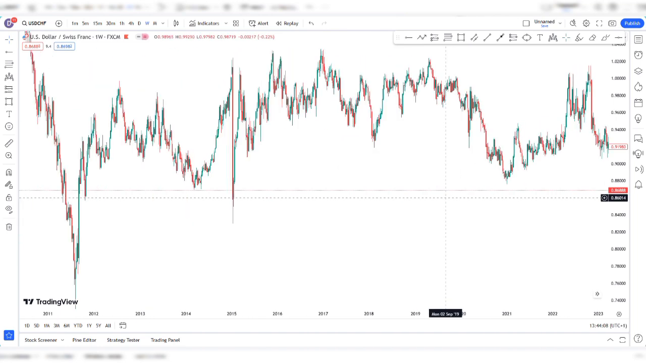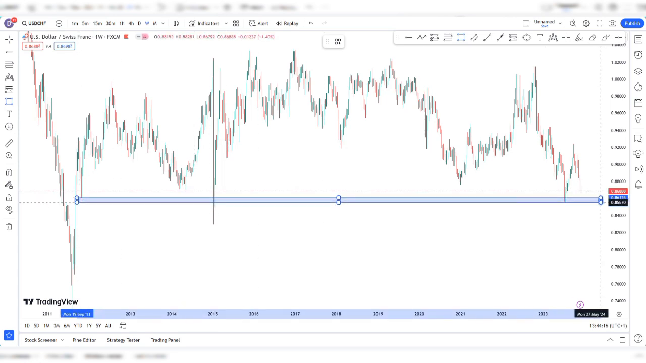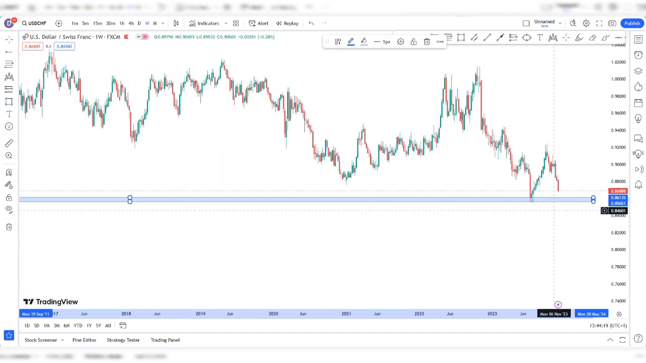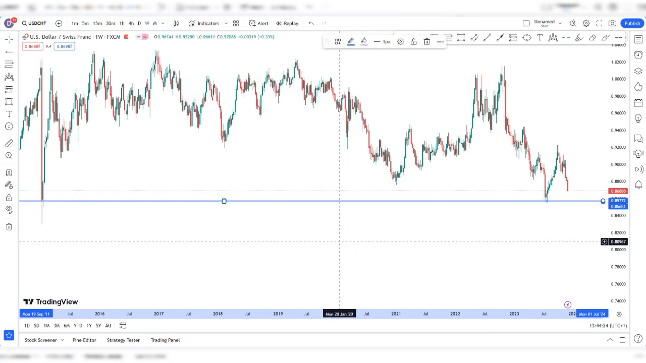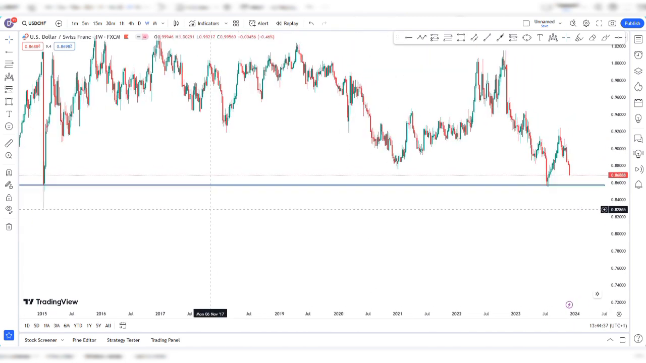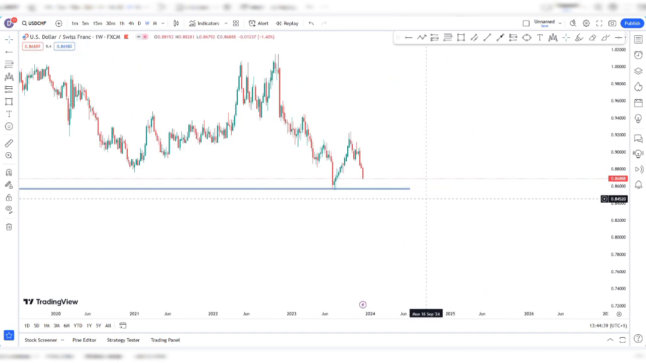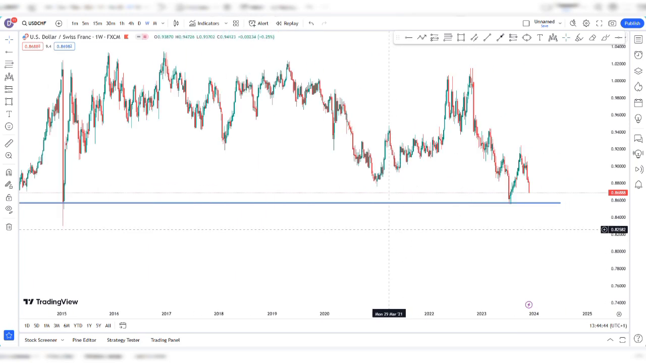First, I'm going to identify the key support areas on the weekly time frame. You can see there is one here that has been tested previously in the past, and I just identify those key zones where we have seen price reaction. You can see here the price didn't close below that level; the weekly candlestick ended up closing above that area, and the same thing here as well. So that's identifying our key support area on the weekly time frame.